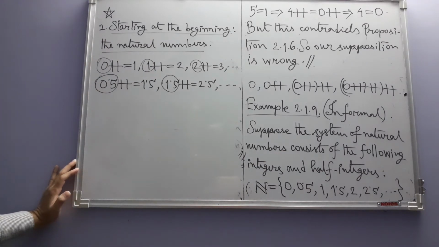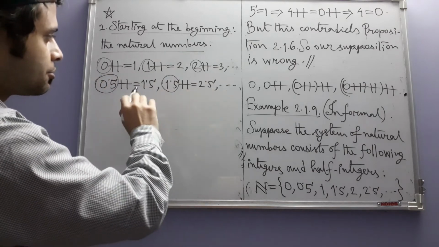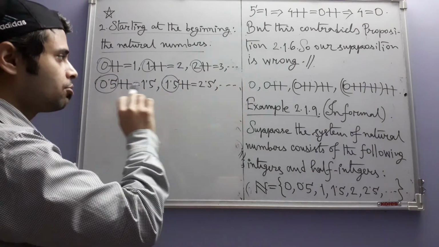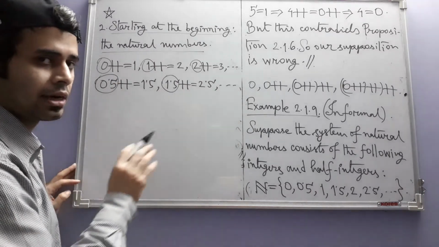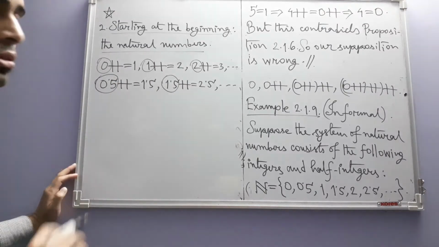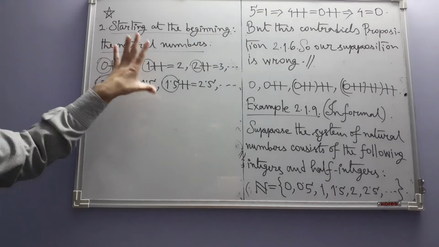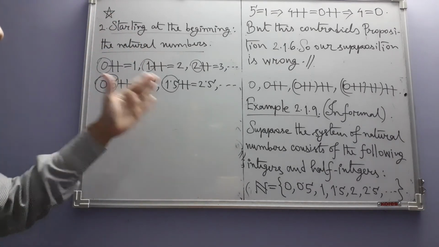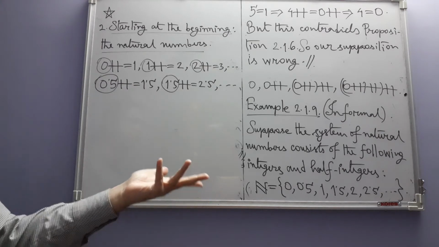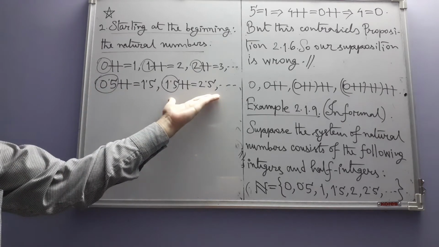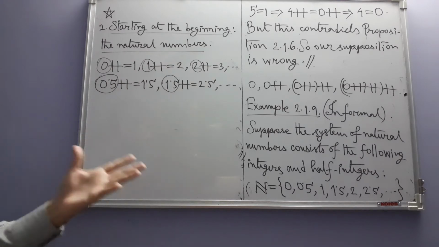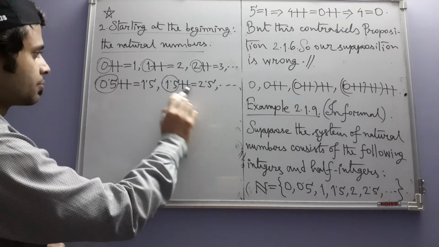What is the third axiom? 0 is not the successor of any element. That is also true here. In these equations, 0 appears nowhere on the right hand side. In none of these equations, it appears on the right hand side. So axiom 3 is also true. What is axiom 4? Distinct natural numbers have distinct successors. That is also clearly true here. Distinct natural numbers have distinct successors.